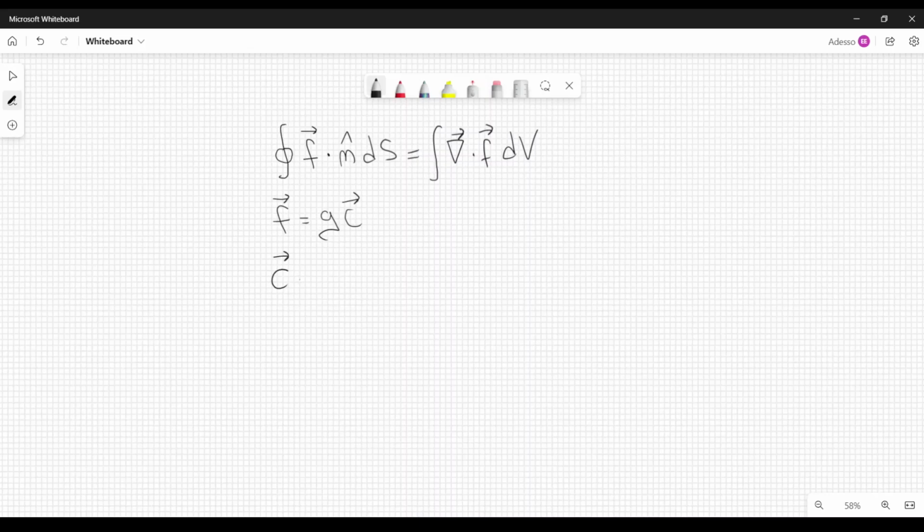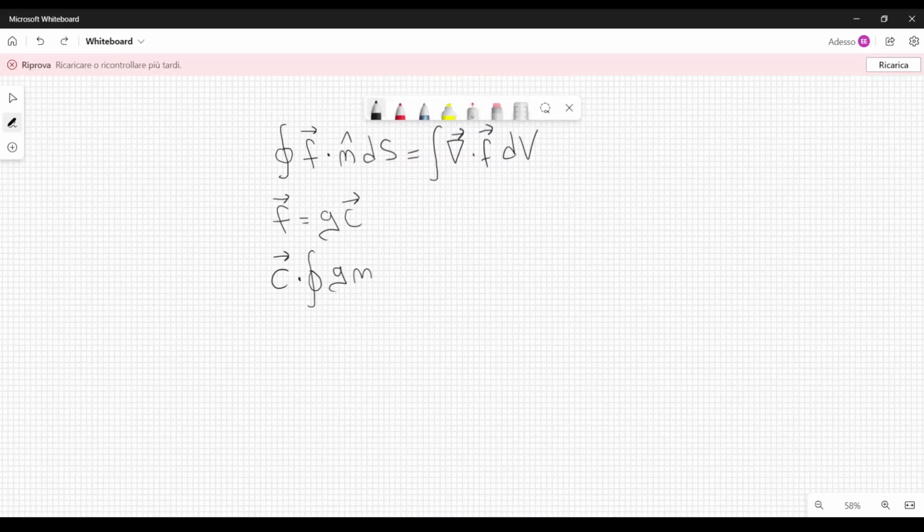c. We can pull it out of the integral because it is a constant vector field. Dot product with the integral over the surface of g and dS, and this is equal to, now we have the integral, we have the divergence of gc dV, written like this.